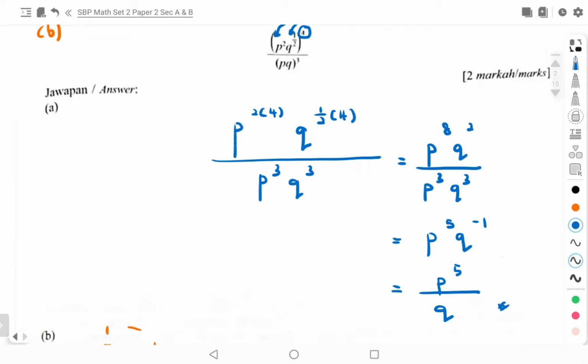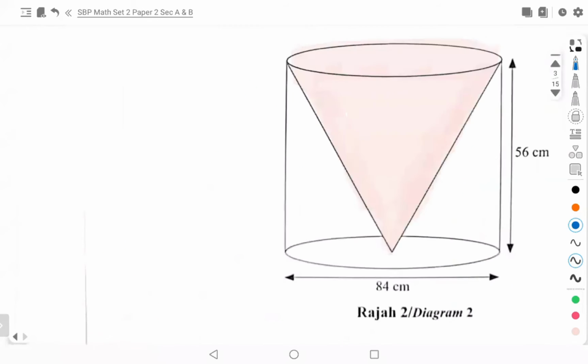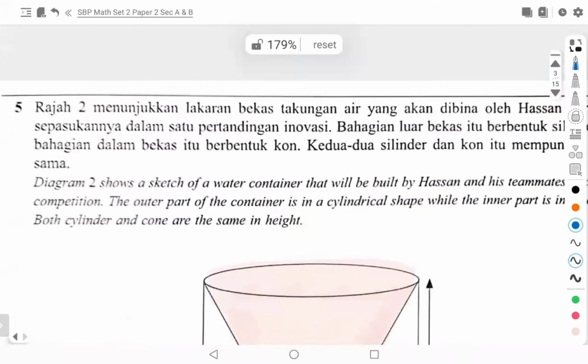Okay. Yi and Xuan can write. 可以吗？有问题可以问啊。好。Okay, let's proceed. Okay, number 5.